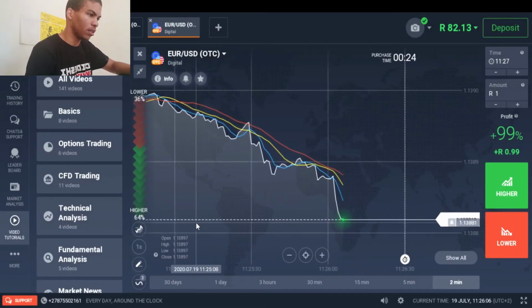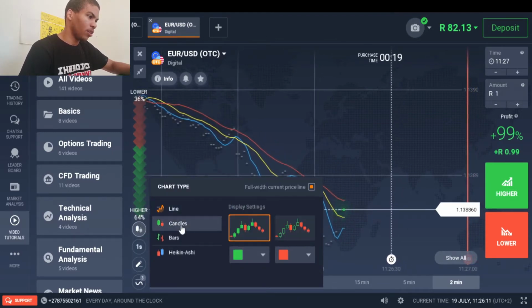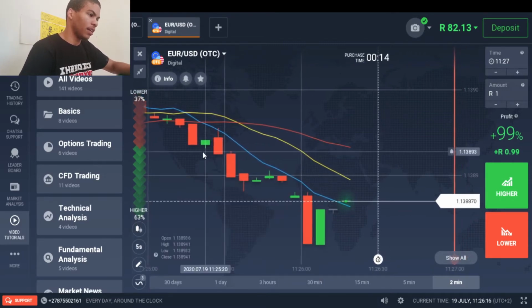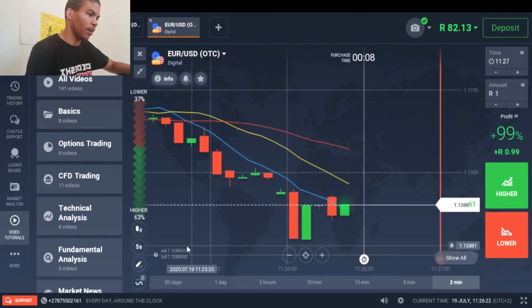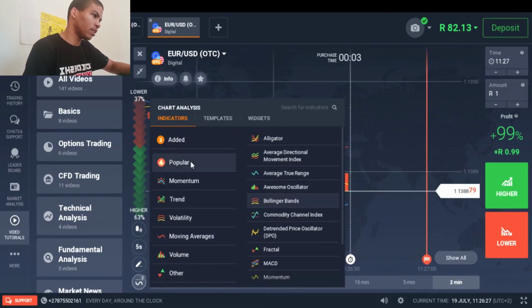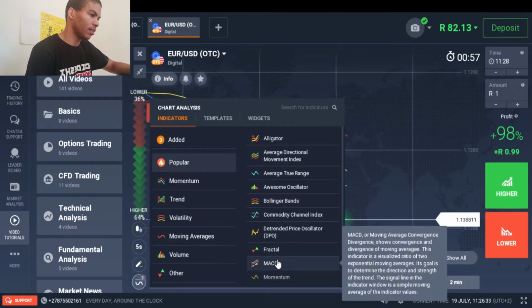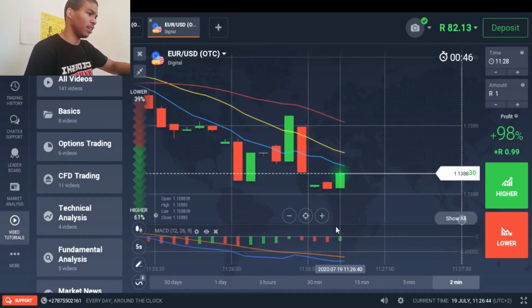Then we go to our chart type and click on candles, and you can choose whichever one you want. I like that one, so I click there. Now we have the chart like this. Next, we click on indicators. You can either go to popular or search, but where we're going now is MACD. With the MACD you leave the settings just the way they are. You don't have to change anything. Just click on apply. The default setting is okay.